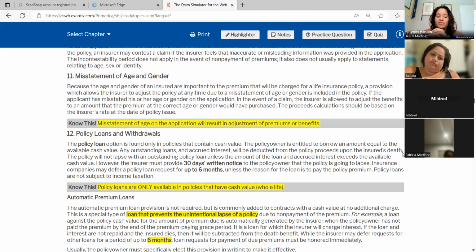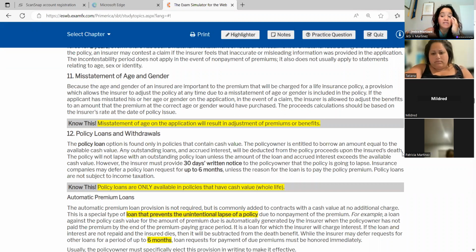However, the insurer must provide 30 days written notice to the policy owner that the policy is going to lapse. It says the policy will not lapse with an outstanding policy loan unless the amount of the loan and accrued interest exceeds the available cash value. So, if you took out so much money that you now have a loan much bigger than the money that is there, your policy can lapse because now you owe them too much.